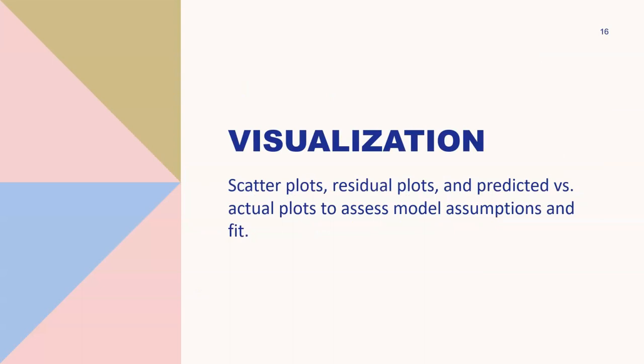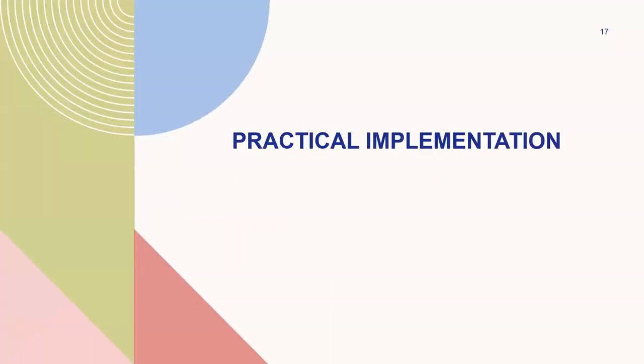Now, the different forms of data visualization plots that are done in a multiple linear regression model are scatter plots, residual plots, and plots between the predicted value and the actual, that is the observed, value. These are the different types of plots that are done in a multiple linear regression model. Now let's practically understand how to implement multiple linear regression using HR analytics on R.